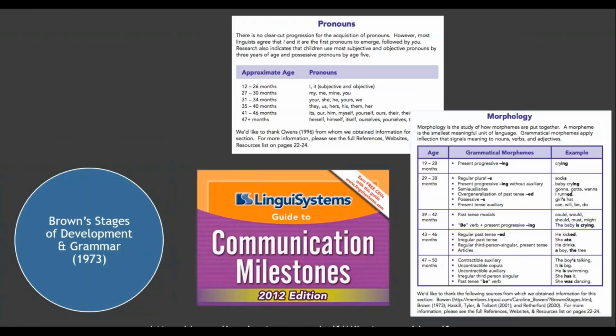There we go. So we have a free version of Brown's stages from Linguisystems called Guide to Communication Milestones. This includes the Brown stages as well as other charts of early language acquisition. And I like it because it's really user-friendly. Kim is going to post a link in the chat window where you can obtain a free copy, but there's also a link in your handout packet. I believe it's on page 6.